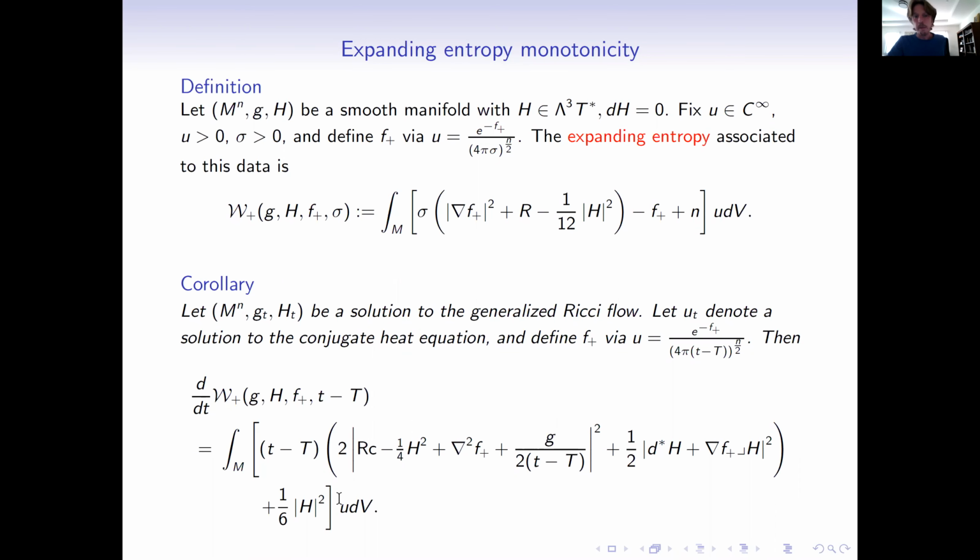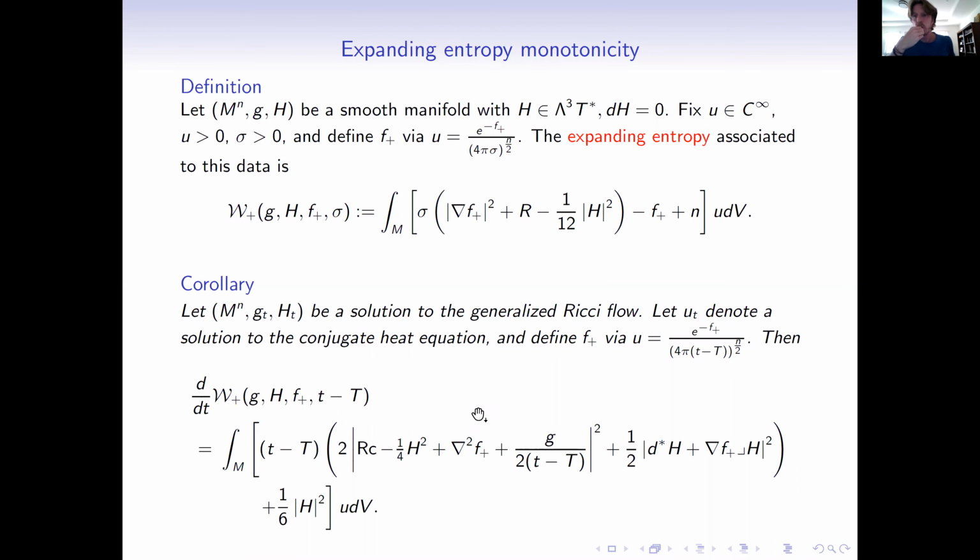And how are these to be interpreted? So remember, this little t minus big T is positive. And so this quantity here is sort of like the norm squared of what ought to be like this kind of expanding soliton equation. So like, for instance, this is 0 if H is 0, F is constant, and Ricci is negative G.